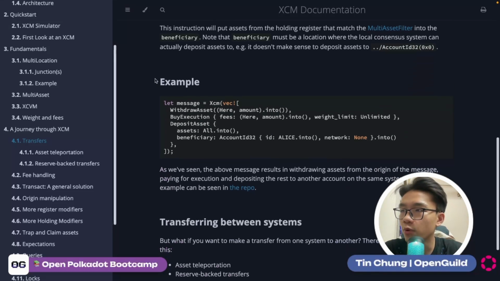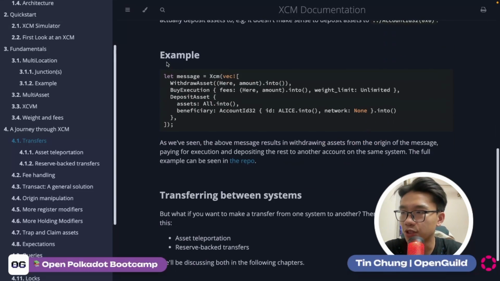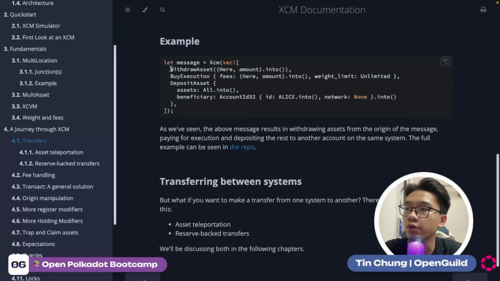And over here, we have an example of this combination of instructions. When you want to transfer, the first one will be withdraw asset. We withdraw the asset from the current local consensus system with the total amount of the asset that we want to transfer. Then we buy execution, where we pay for the fee using the asset in the holding register, the fee amount, and also the weight limit. And then you have another instruction called deposit asset, where you want to deposit the asset to the beneficiary, the account ID 32, which is the account of Alice.